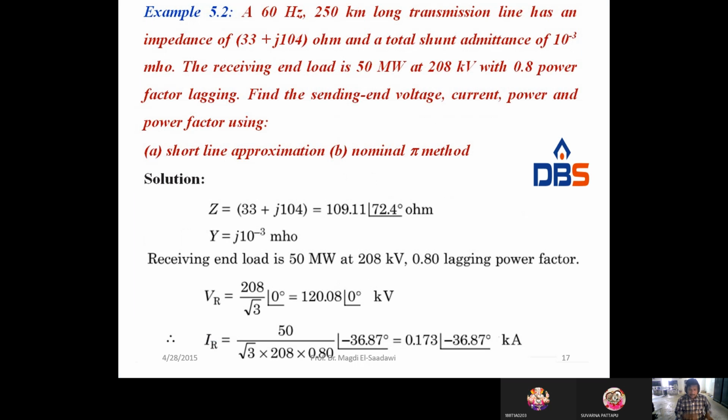This is for another problem. Determine the nominal sending end voltage and current for a short transmission line and for the medium nominal-π method also. The given Z is 33 + j104, that is 109.11 angle 72.4 ohms. Y is equal to j10 power minus 3 mho. Now receiving end voltage per phase is VR by root 3, that is 120.08 at angle 0 degrees kV. Now getting Ir, this is 3 phase, that's why P by root 3 VR cos φR, we are getting this value.